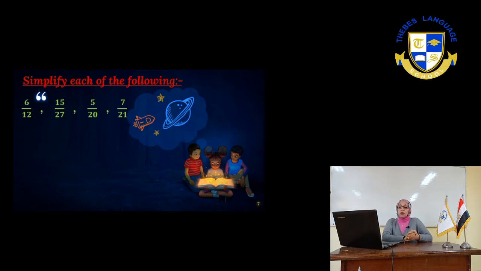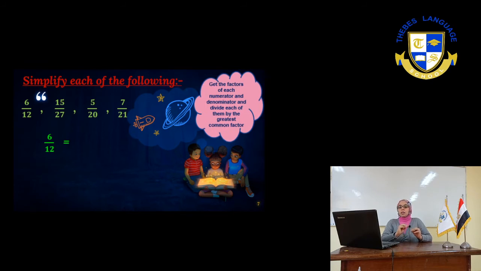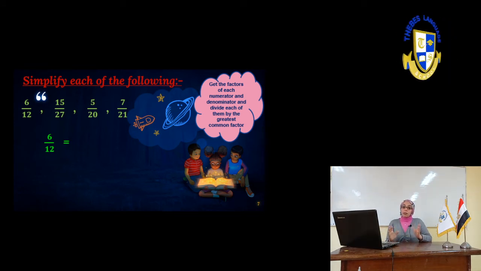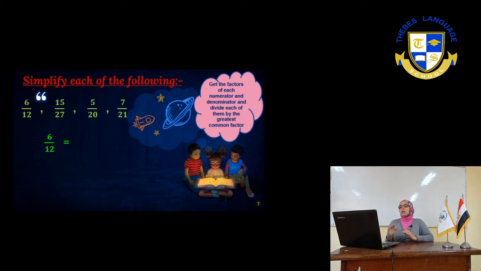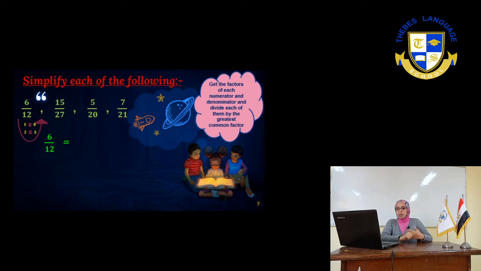Get the factors of 12. 1 times 12, 2 times 6, and 3 times 4. Now, choose the greatest factor which is repeated, common, the greatest common factor. We have 6 up and 6 down. So, we will divide. Simplify means divide. Divide 6 by 6, and 12 also by 6. Divide both numerator and denominator by 6. 6 divided by 6 equals 1, and 12 divided by 6 equals 2. Next.